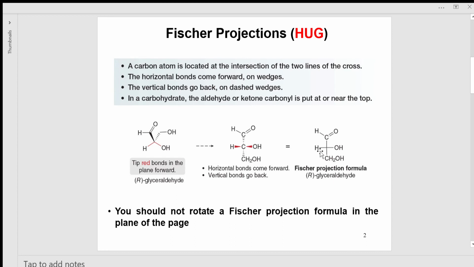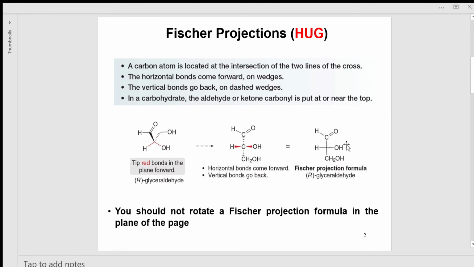So the basic rule here is, if a bond is in the horizontal position, you see these two red bonds in the horizontal position, they are wedged. They are basically toward me. If the bond is in the vertical position, you see this bond and this bond, and this bond, they are in the vertical position to the earth. They are dash, which means they are backward from me.